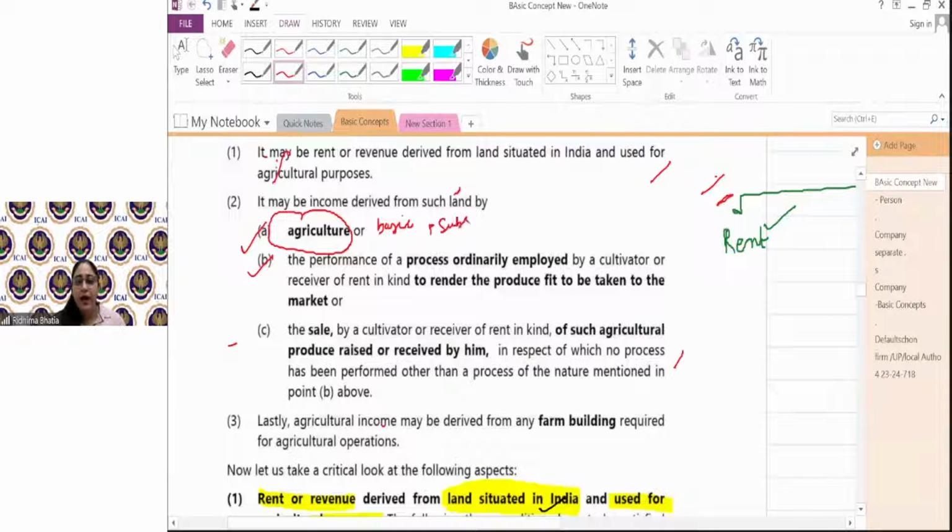One is to prepare the land and to sow the seeds. Another is, once the crop has come out, to take care of it until the harvesting stage. Both processes are important for the agriculture operations. The second part says that to do any process, not particularly on land, so that the produce can be fit to be sold into the market. Here, just remember that the produce, as in the crop which has come out, should retain its original character.